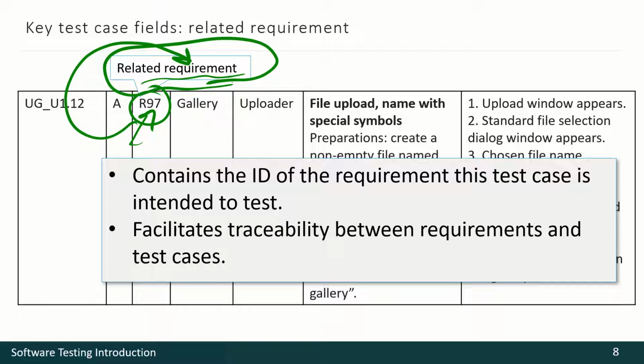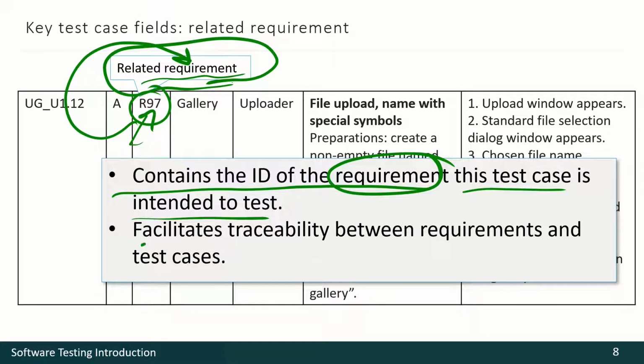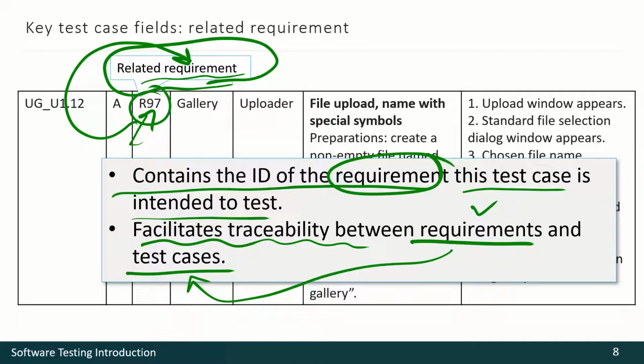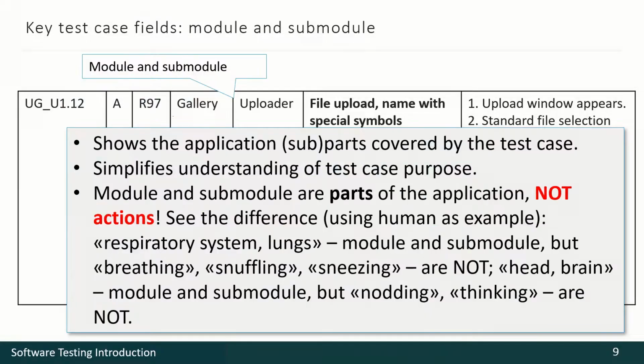So usually most test cases have their reference. It just contains the ID of requirement this test case is intended to test. Yes, of course, it facilitates the traceability between requirements and test cases, and it's especially useful when a requirement is somehow changed. Our system, our project management tool, may show us that some related test cases have to be reviewed and somehow reworked.